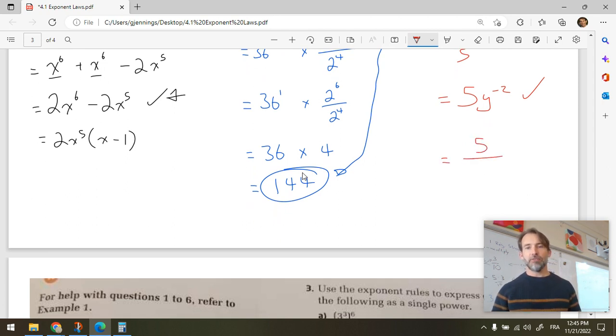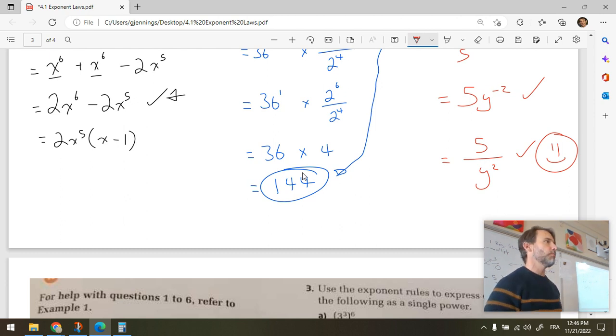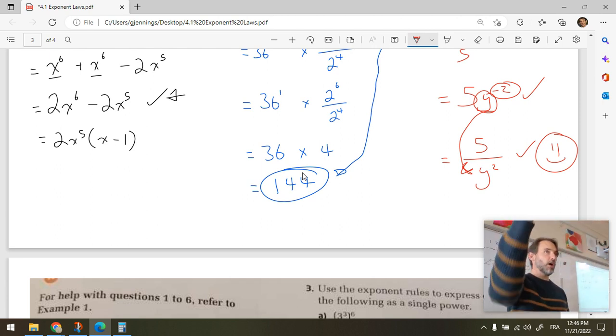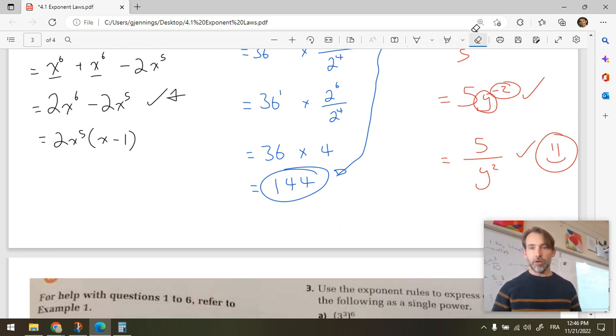I can write it like this, 5 over y squared. And I prefer this. This earns the math smiley face for being in a better form, because negative exponents tend to be confusing. And here's the rule with negative exponents. When you have a negative exponent like this, it takes your base and kicks it to the bottom of the fraction. It doesn't move the 5 because the 5 was not raised to the power negative 2. Only y was raised to the power negative 2, so y moves to the bottom, but not 5.